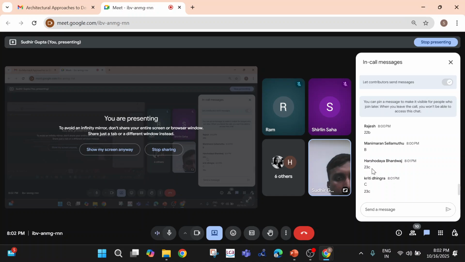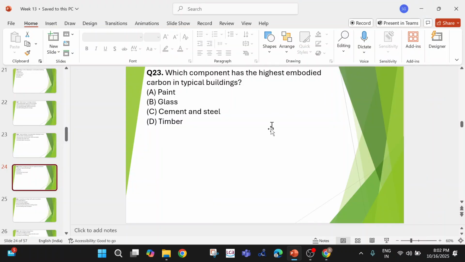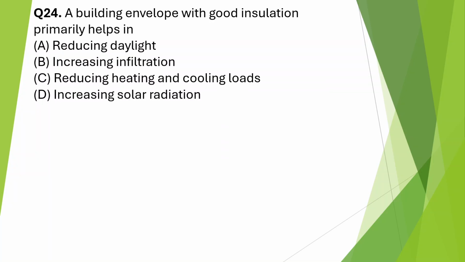Yeah, Harsoday again has won the race, and others they have also supported him, and 23C have been marked by most of you, and that is the correct answer, guys. That is cement and steel. So let us move to the 24th question. Here is the 24th question for you all who have completed 23.